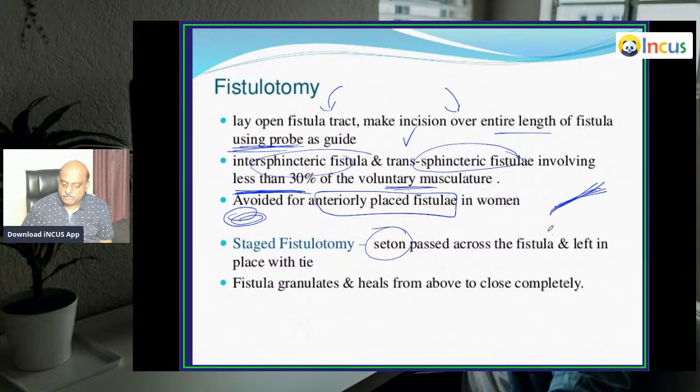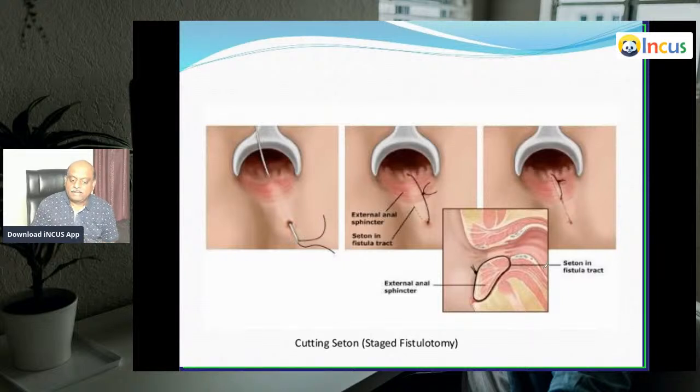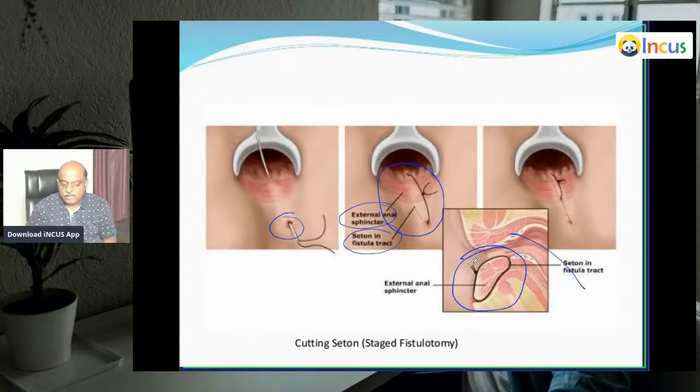You can pass a seton across the fistula tract. You will put a seton and you leave it in place with a tie, and the fistula will granulate and heal and completely close. That's the ultimate purpose. So this is a typical procedure of fistulotomy where you are able to dissect through the tract of the fistula and enable the healing and closure. So that's what you are going to do. Then this is a staged fistulotomy where you are passing a seton, external anal sphincter, seton in the fistula tract, and this is how the seton passes, and that seton will promote the granulation tissue. That's how you are closing the fistula tract.